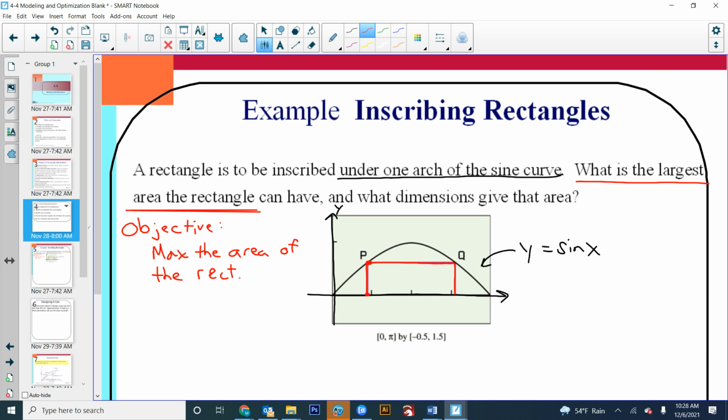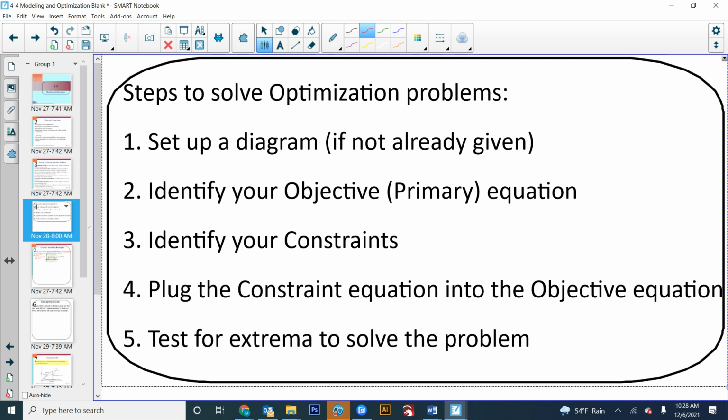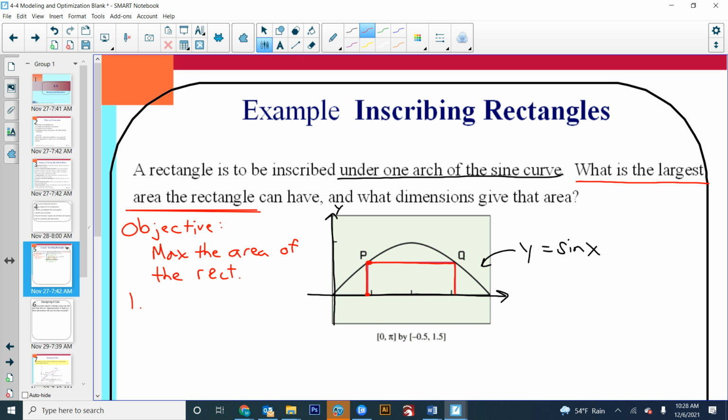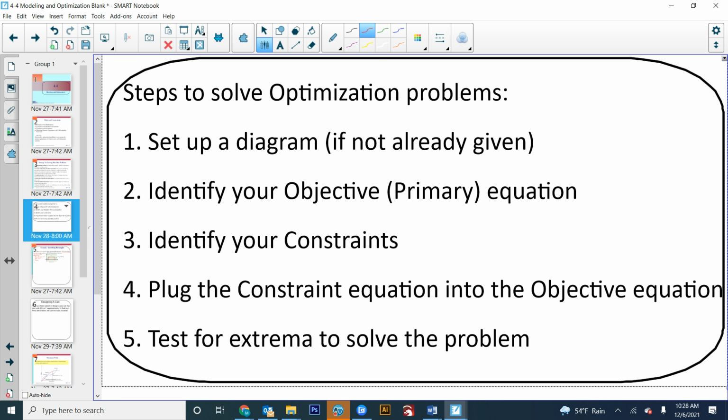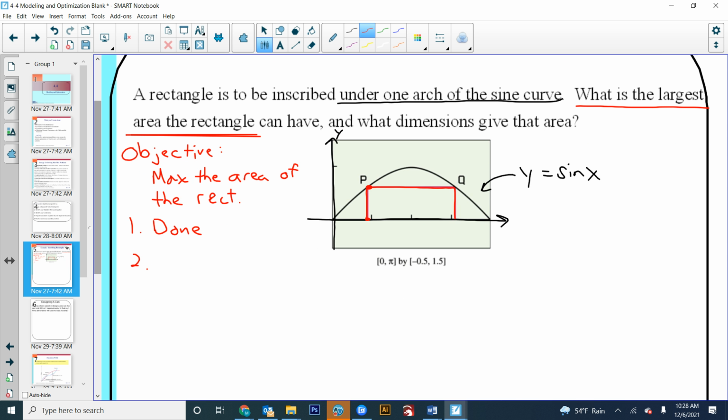So in my process, step 1, set up a diagram. Done. Step 2, identify your objective, sometimes called the primary equation. Objective equation. Well, that's pretty vague. Write your objective equation.